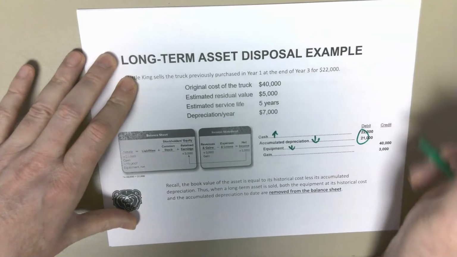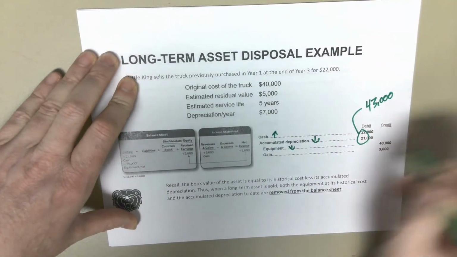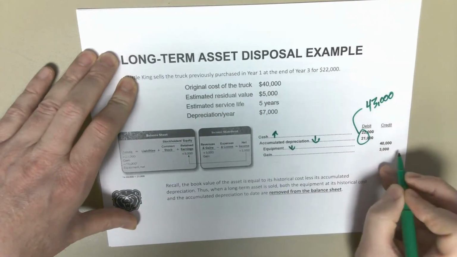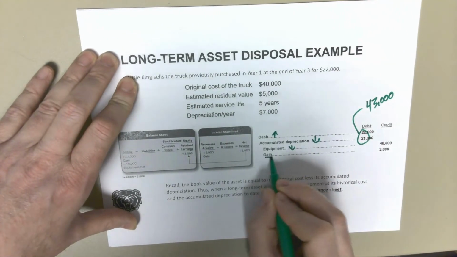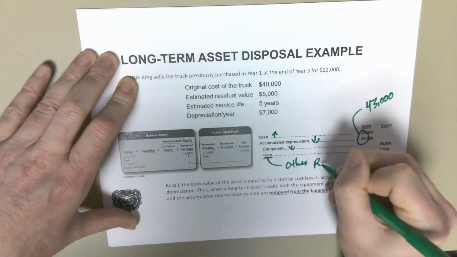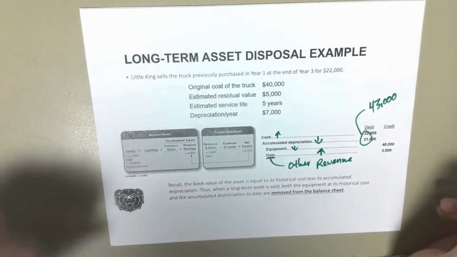So if we add these up, we see it's $43,000. Okay, we know that our debits and our credits have to equal. So we know we need $3,000 in credits. That is a gain. Why? Because this is other revenue, right? So we're going to increase a gain here.